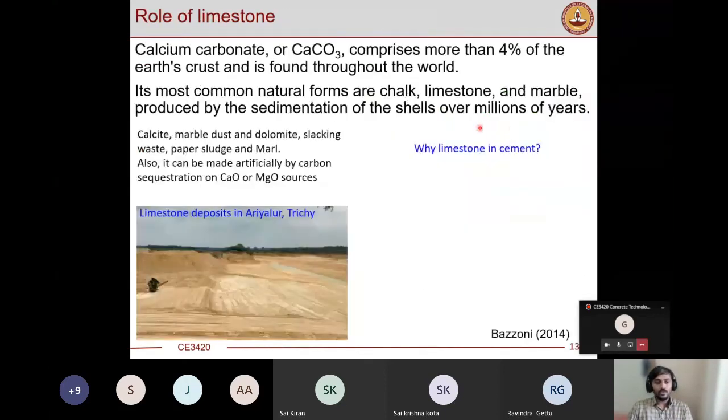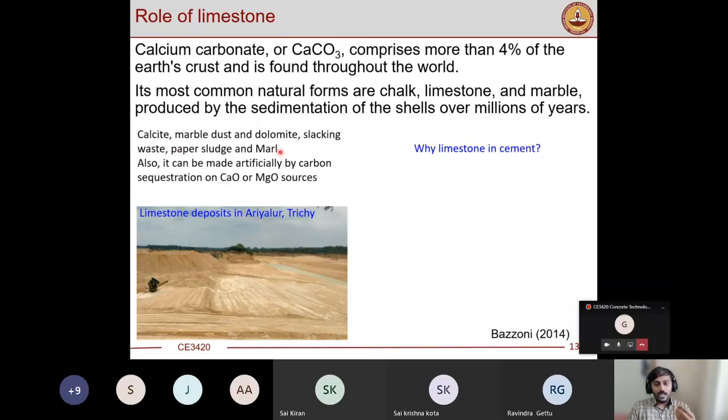Let's look at what limestone is doing in the system. So essentially, to give a background, limestone is nothing but calcium carbonate, right? It is one of the most widely available materials, which comprises around 4% of the earth's crust, right? It can be present in other forms as well. For example, your chalk is made of calcium carbonate, marble dust is made up of calcium carbonate, or marble, which is a deposition of sedimentation, which is made of calcium carbonate. Even in paper production, the sludge from paper can also have calcium carbonate.